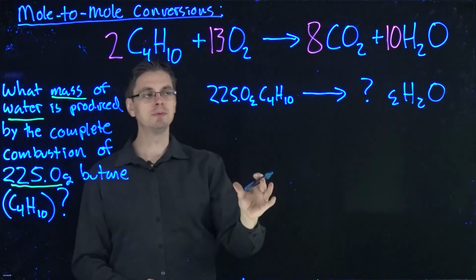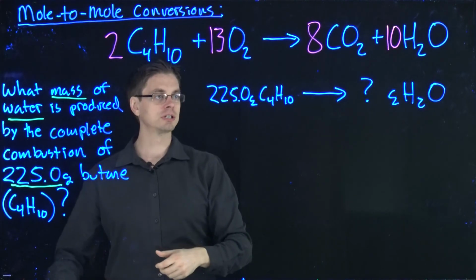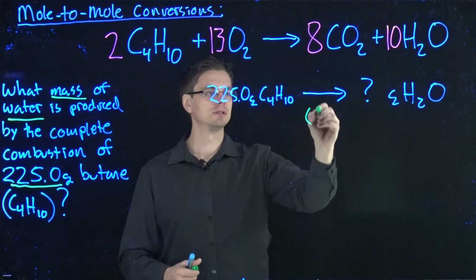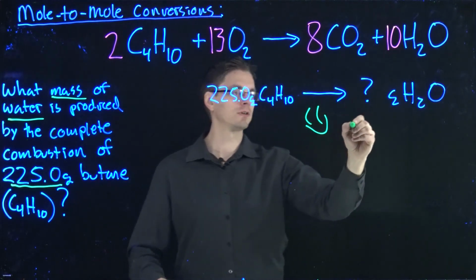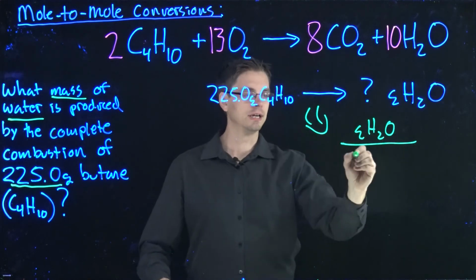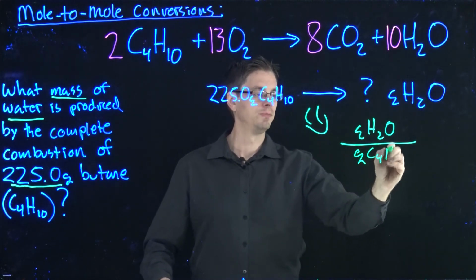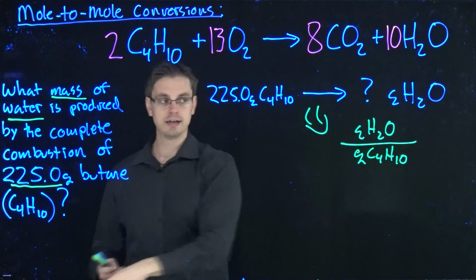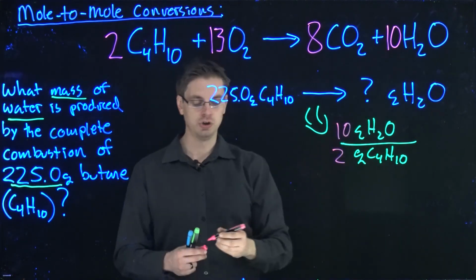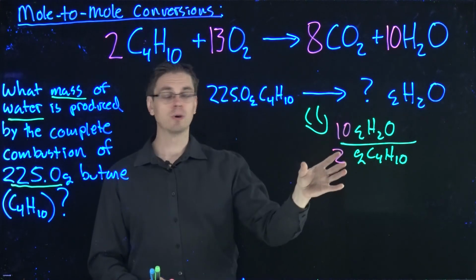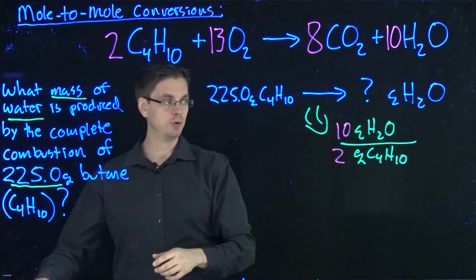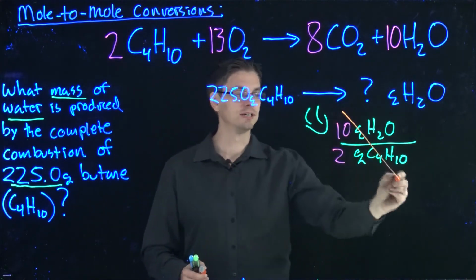It's very tempting for students at this point to just say, well, hey, I know based on my stoichiometric coefficients that I want to convert over here to grams of H2O, and I want to get out of units of grams of butane. So can't I just go ahead and use those stoichiometric coefficients, 10 and 2 in this case, plug them in directly, and then carry out my conversion? Well, the answer is no. Do not do this under any circumstances.